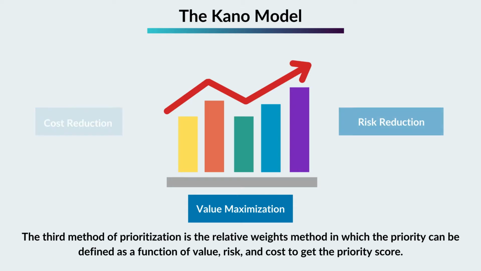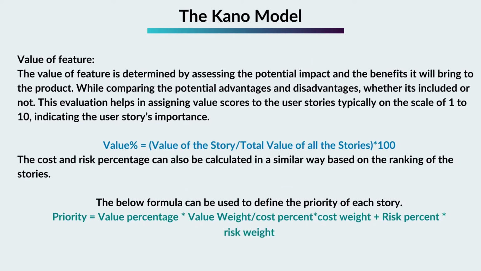Value of feature. The value of a feature is determined by assessing the potential impact and the benefits it will bring to the product, while comparing the potential advantages and disadvantages, whether it's included or not. This evaluation helps in assigning value scores to the user stories, typically on a scale of 1 to 10, indicating the user story's importance. Value percent equals value of the story / total value of all the stories, *100.